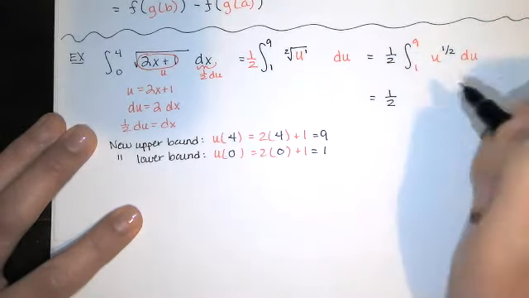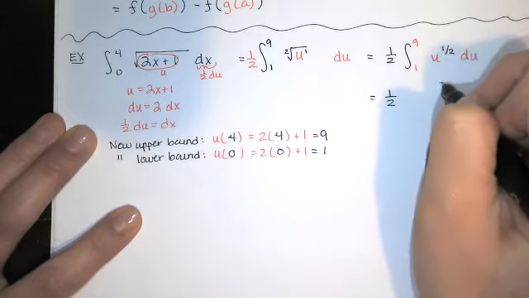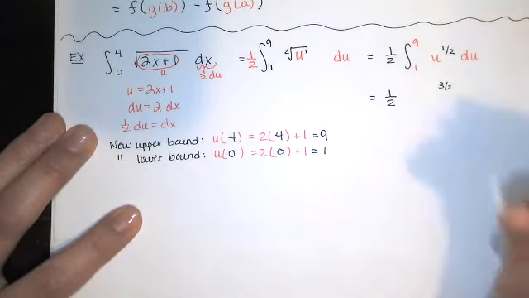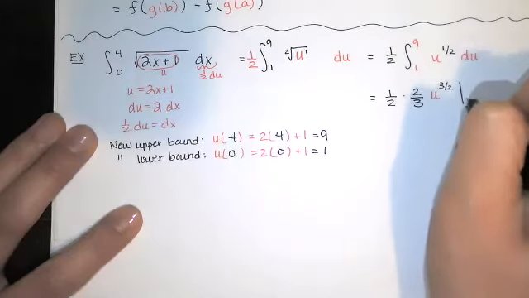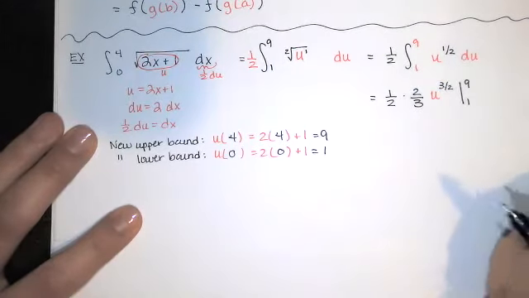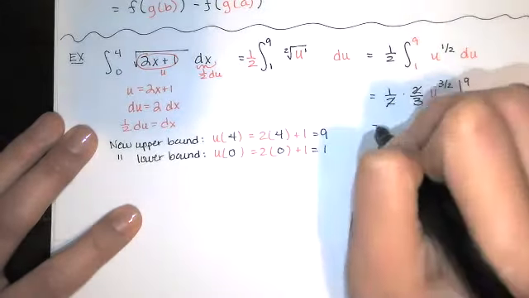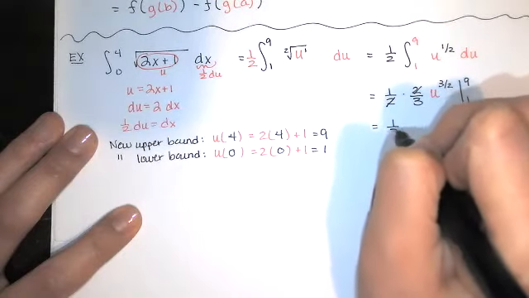Okay, then we add 1 to the exponent. 1 plus 1/2 is 3/2. And then we divide by the new exponent. Dividing by 3/2 is the same as multiplying by 2/3. Then you substitute in 1 and 9 and subtract. So that reduces to 1/3.